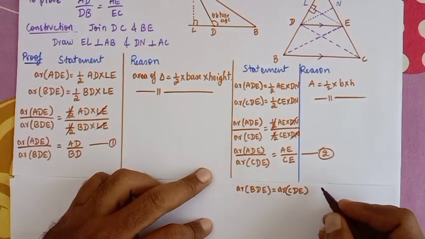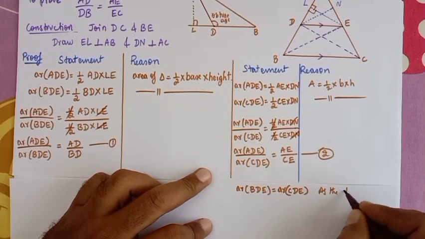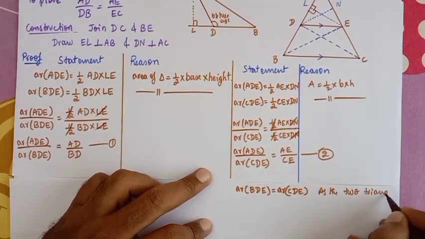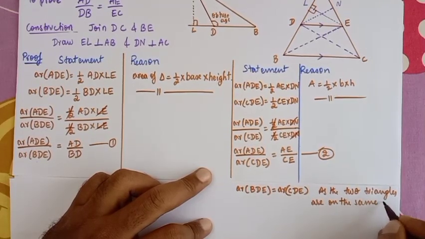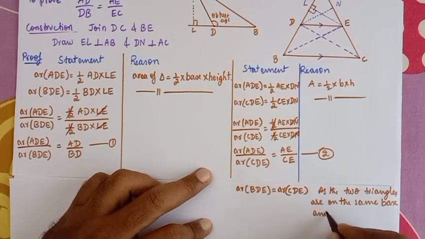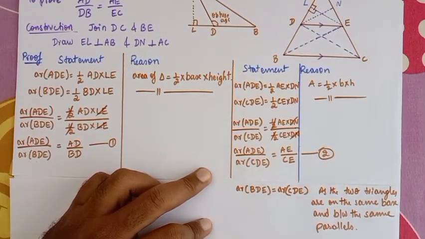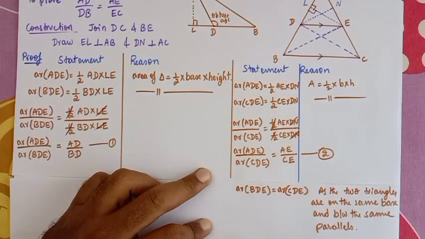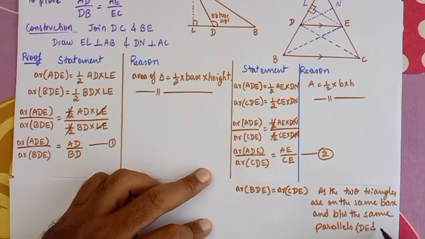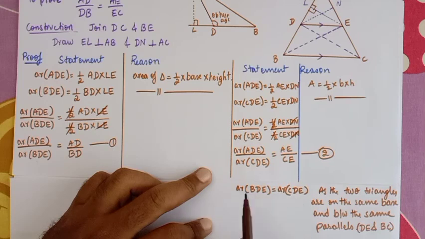So we can write here that as the two triangles are on the same base and between the same parallels DE and BC. What does the same base mean? Here DE is the same base. So these two are equal.